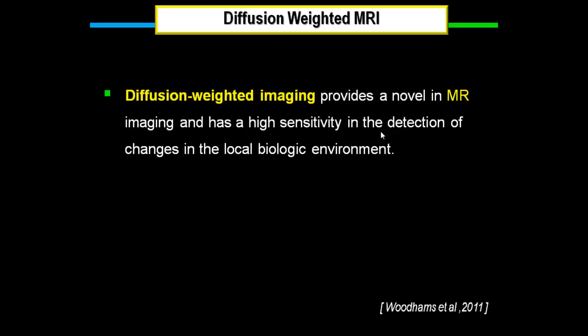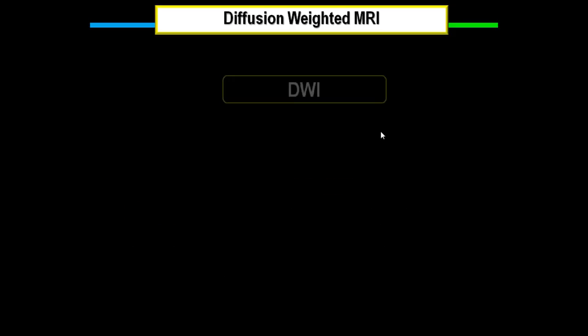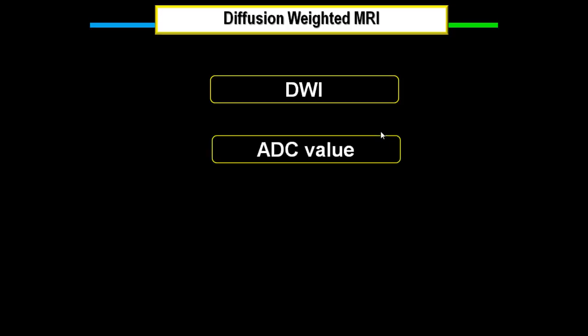Another option also used on MRI is diffusion weighted imaging, which is a novel technique in MRI and has a high sensitivity in the detection of changes in the local biological environment. A significant advantage of diffusion weighted MRI over conventional MRI is its high sensitivity to change in the microscopic cellular environment without the need for intravenous contrast material injection. On diffusion weighted MRI, we usually look at the diffusion weighted images, we measure the ADC value, and we have to look back at the T2 weighted images.